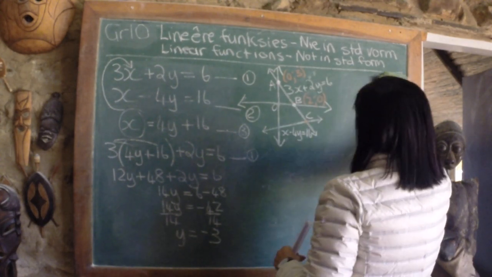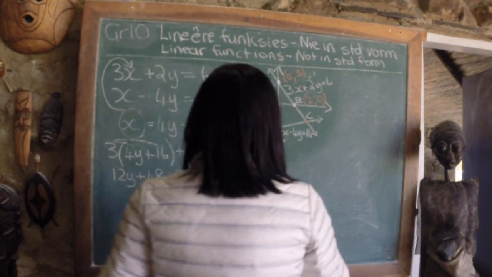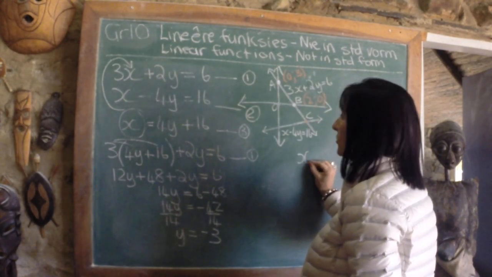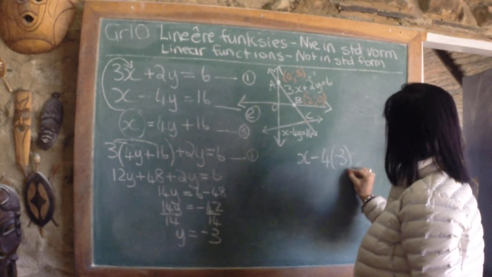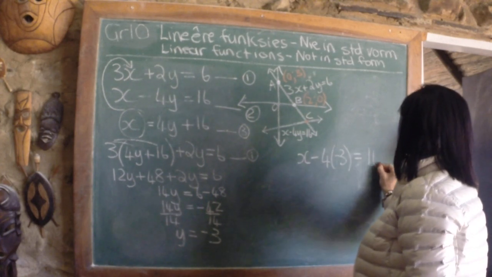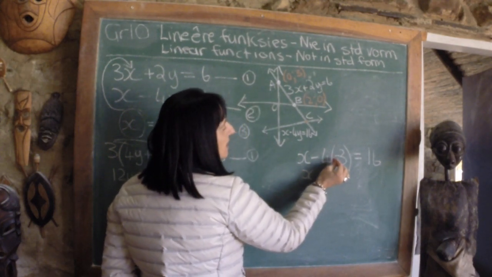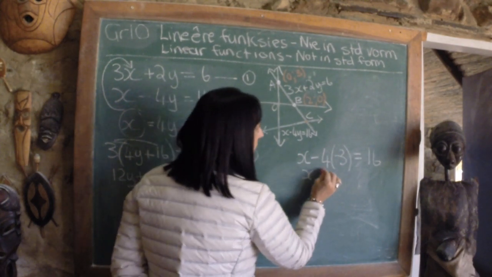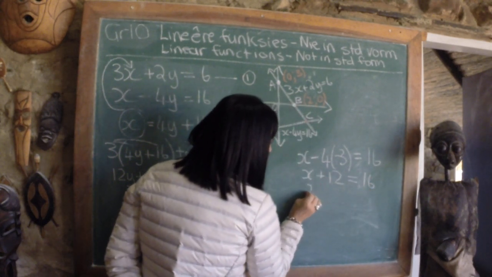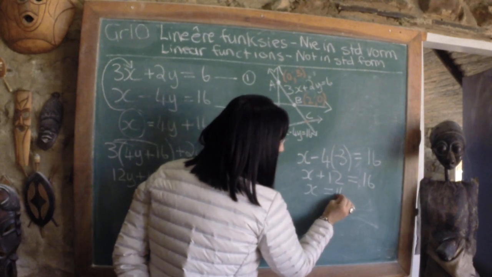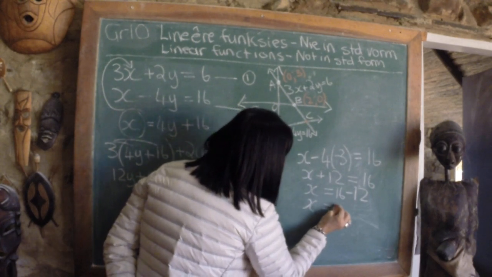And we're going to substitute that y value into the place of the y. So ons gaan vergelyking nommer 2 vat en ons gaan y wat nou minus 3 is in sy plekkie insit om vir x uit te werk. So ek het x minus 4 maal minus 3 is plus 12. So if you take the 12 to the other side of the equals to, it becomes a negative. So x is nou gelyk aan 4.